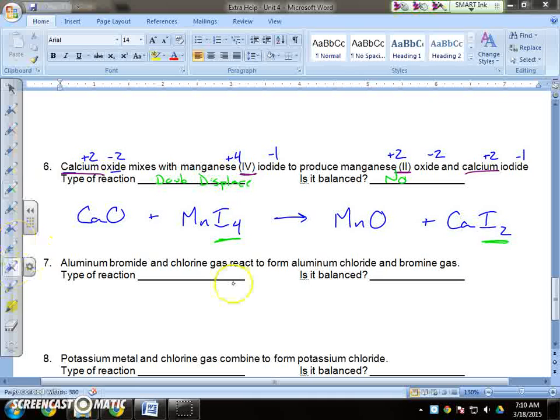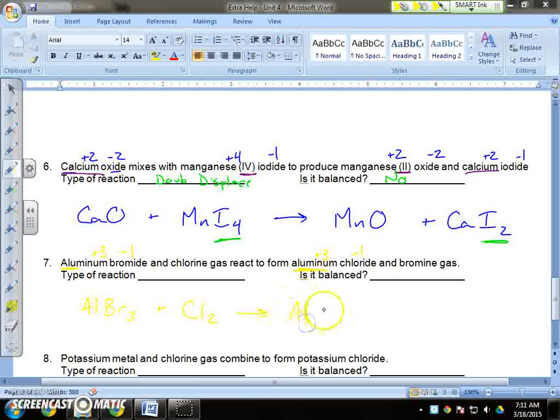Number 7, we've got aluminum bromide going through and bonding with chlorine gas, and they react to form an aluminum chloride and a bromine gas. Awesome. So aluminum, again, I know it's a metal, so we're talking ionic, +3, bromide's a -1, so I'll have AlBr3, and chlorine gas, and remember chlorine gas is diatomic, so we've got Cl2, and they react to form aluminum chloride. Again, aluminum's a +3, chloride's a -1, and this thing is ionic because we've got that metal there.